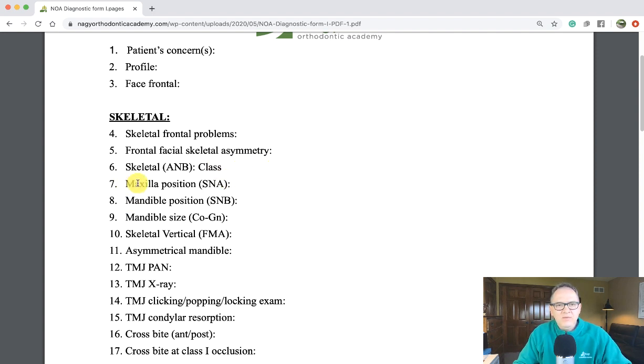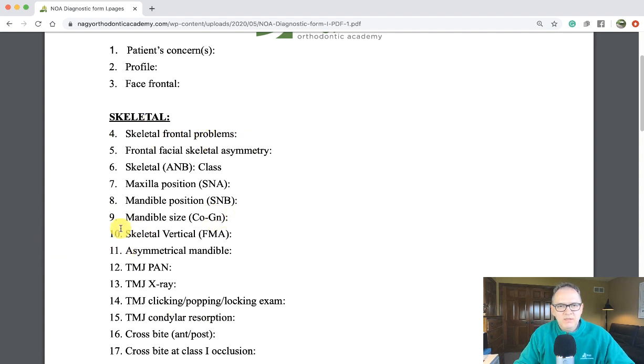After that, it's going to be maxillary position based on a cranial base. That's SNA, and you would say here retrognathic, normal, or prognathic. Usually they can have about 3 values. Mandible position could be prognathic, retrognathic, or normal. Mandible size, that's condylion to gnathion, tells you the length of the mandible. I would just say here short, normal, long, and you could put a value in there like how many millimeters. This will all come off of your cephalometric tracing, okay?